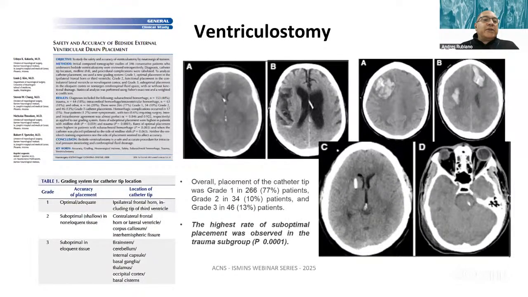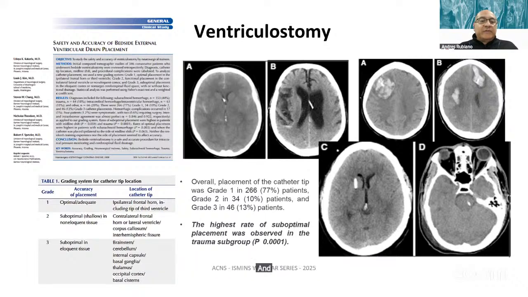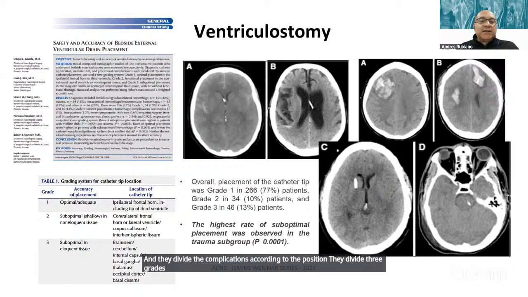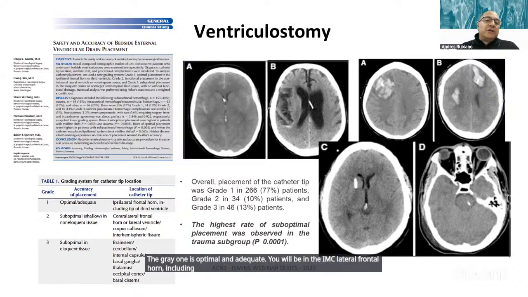This is one of the studies from the Barrow Neurological Institute regarding the safety and accuracy of bedside external ventricular drain placement. And they divide the complications according to the position. They divide three grades of positioning for the catheter tip location. Grade 1 is optimal and adequate. It will be in the ipsilateral frontal horn, including the tip of the third ventricle.